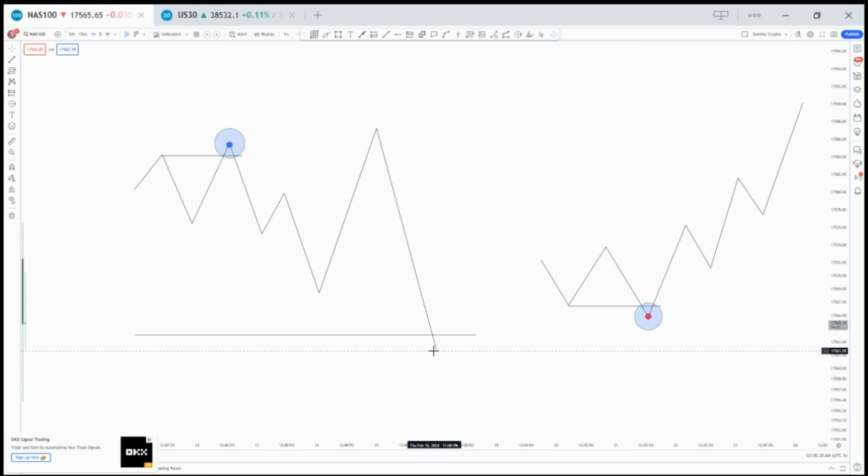Now, once price takes out that external high, you chill and wait to see if price is going to start reversing. Once price starts reversing, that is your signal to start looking for buys, right?